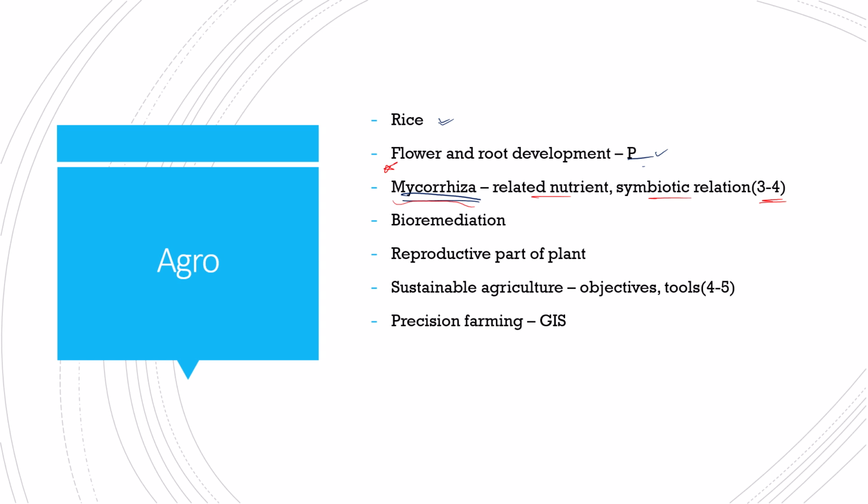Then there was a question related to bioremediation, reproductive plants. This was also a very easy level question. Then sustainable agriculture. Since these are trending topics, they come up in a lot of exams. You'd see 4-5 questions related to its objectives and the tools involved in sustainable agriculture. Similarly, precision farming is also a trending topic, and questions like GIS and the advantages of precision farming over the conventional one had come. All those questions had come under agronomy. So I would rate agronomy as easy level.